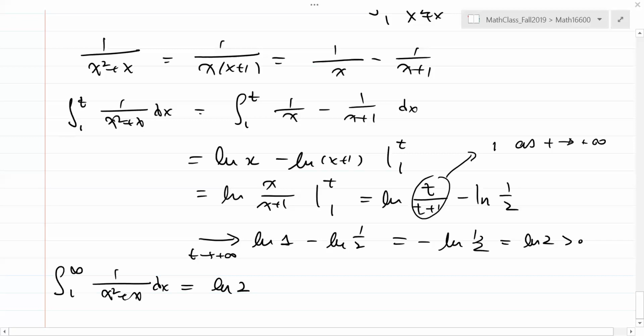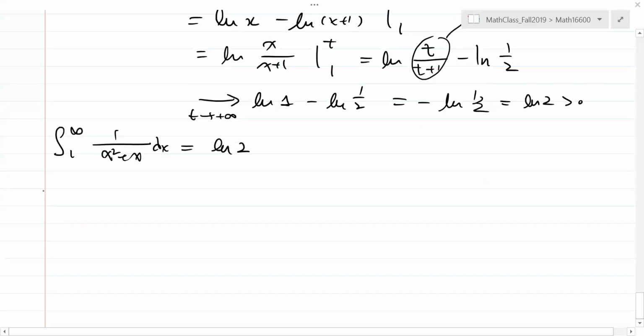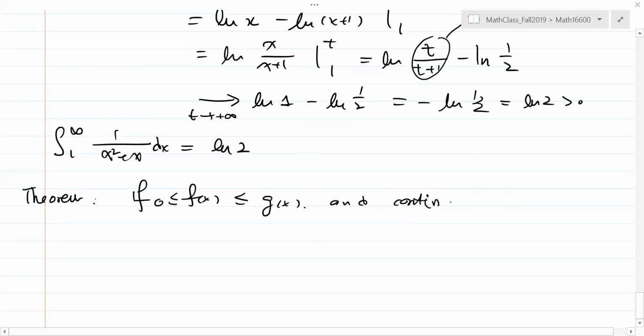Here's the idea. This is the theorem. If f of x is positive and continuous, and g of x is positive and continuous, with f of x less than or equal to g of x, then consider the improper integral from a to infinity.